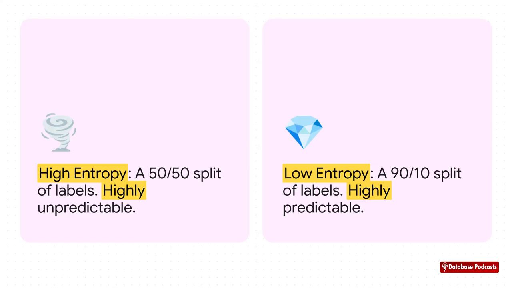Here's a perfect example. Look at this group with 5 hire and 5 don't hire labels. It's a complete toss-up, right? Totally unpredictable. That's high entropy.